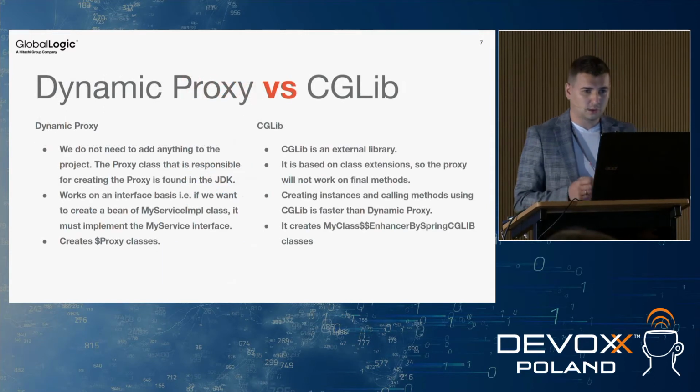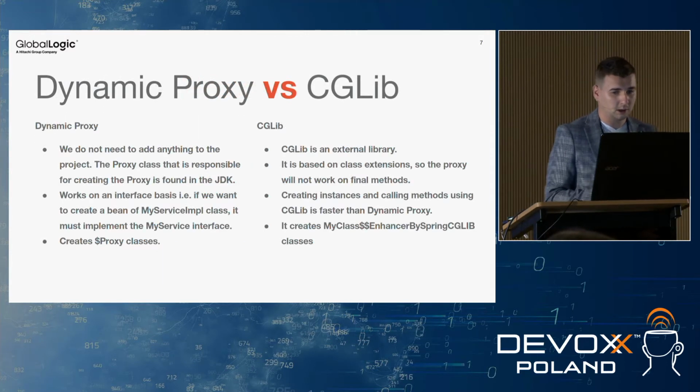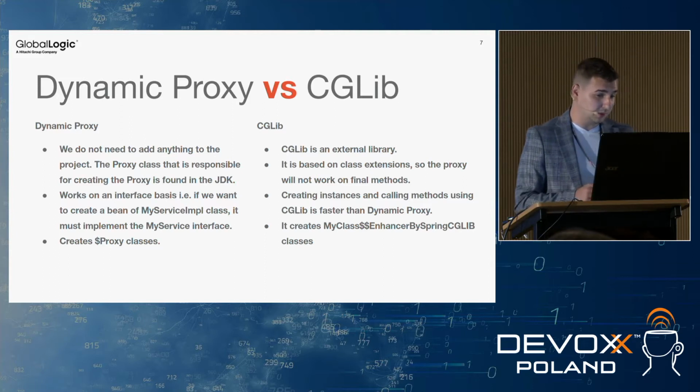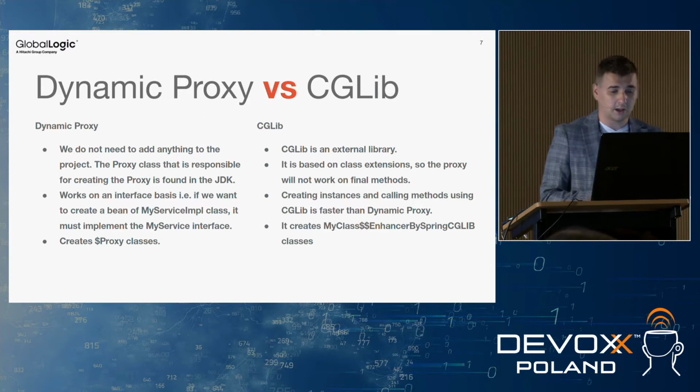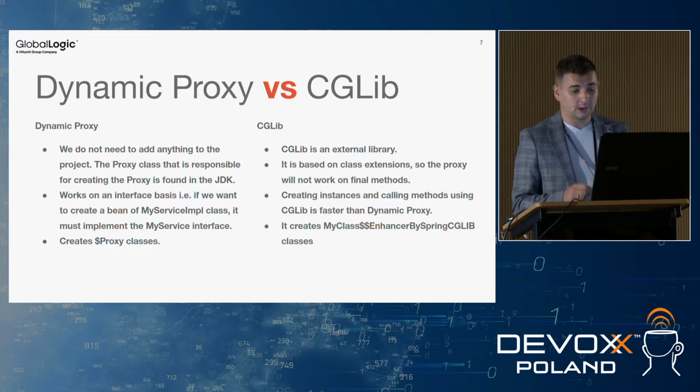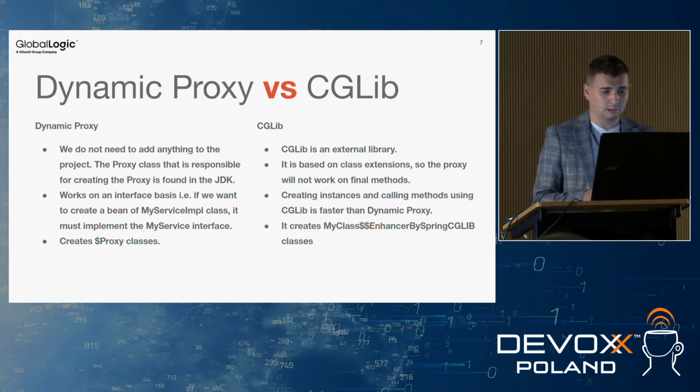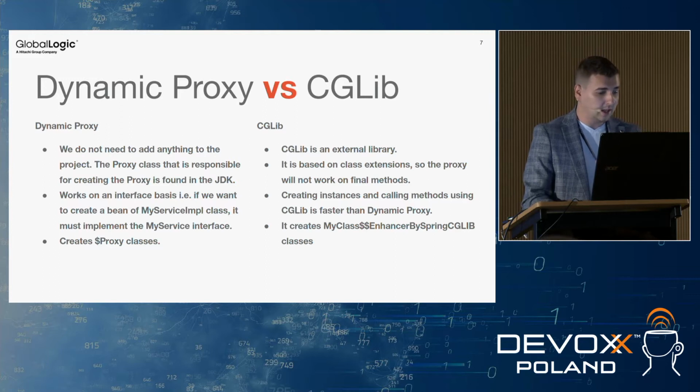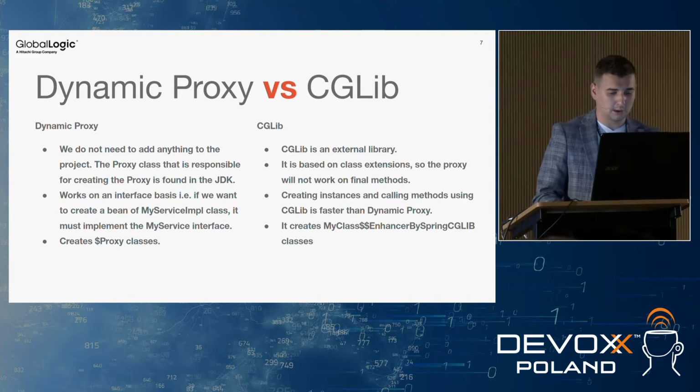But which one should we use? If we're talking about Spring, we're thinking about Dynamic Proxy or CGLIB. The first one is great because we don't need to add anything to our project, in my case to Maven, but everything is in the JDK. What is important, it works on an interface basis. So probably you saw a lot of classes like MyServiceImpl, because an interface is required. And it creates $Proxy classes.